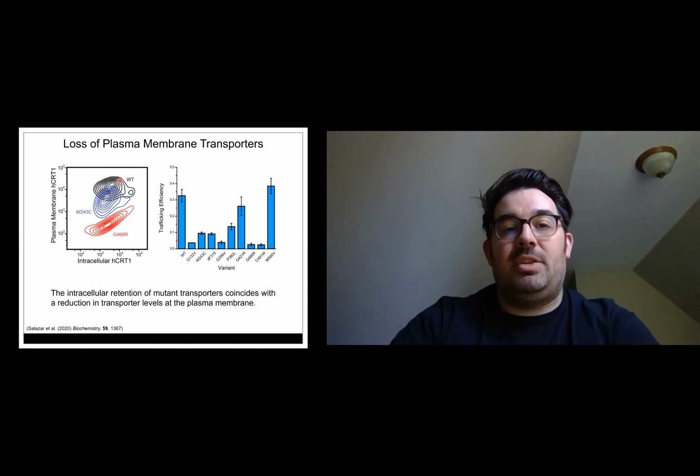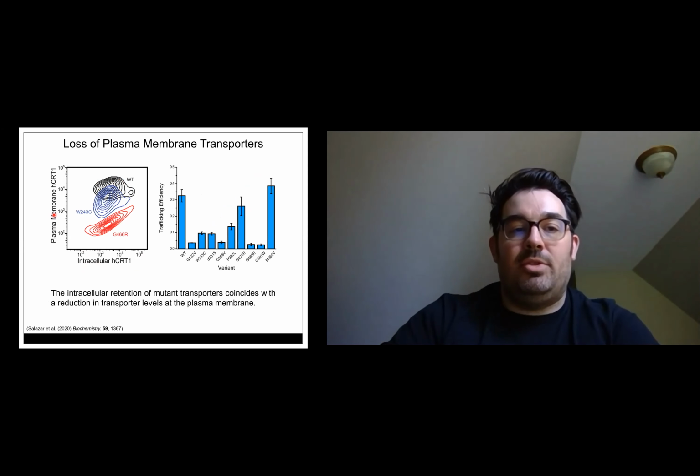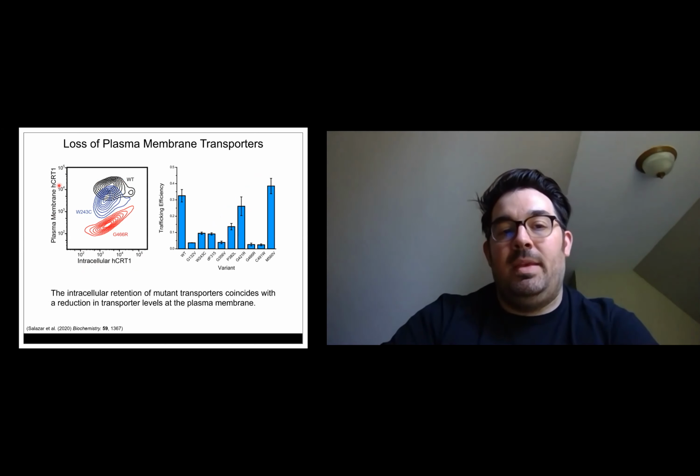And so you can see these contours show you, again, several thousand single cell measurements. And you can see basically, again, you have these severe mutants where there's no protein at the plasma membrane, but it's all intracellular, right? Then you have the ones like wild type where you get a little bit of both. And then you have some that are in between.